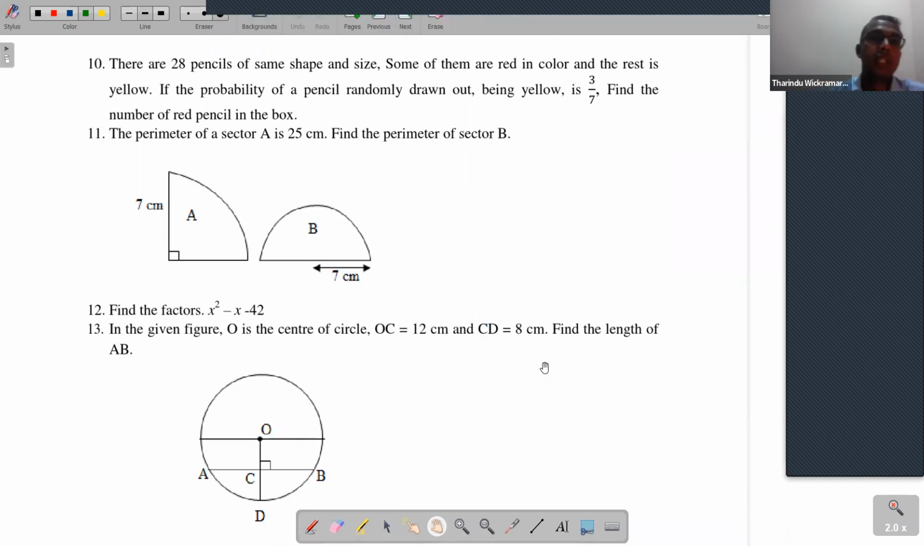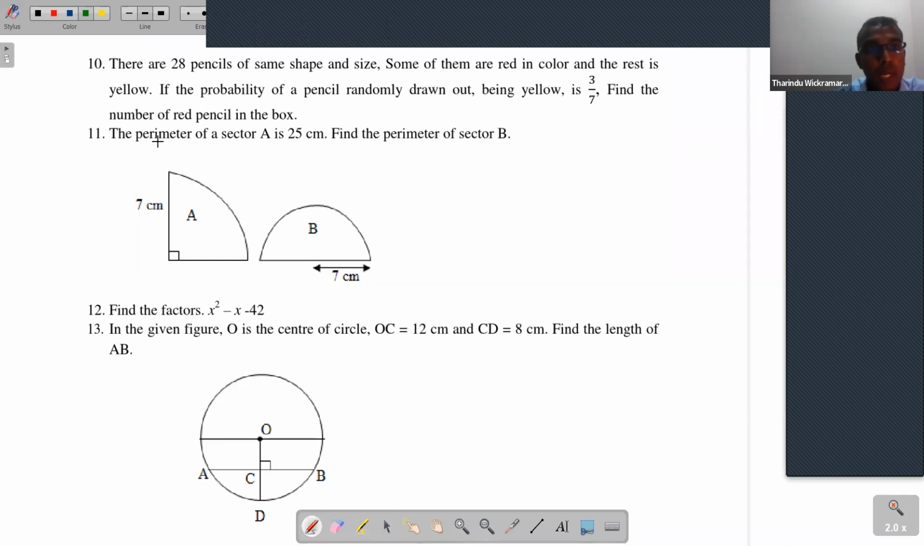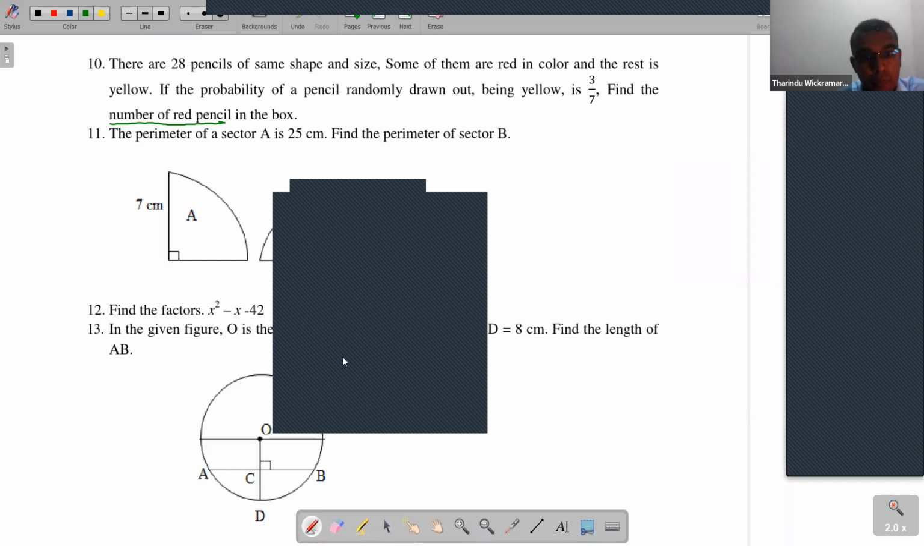Right. So there are 28 pencils of same size and shape. Some of them are red in color and rest are yellow. The probability of a pen randomly drawn out being yellow is 3/7. Find the number of red pens, right? Not the probability, number.